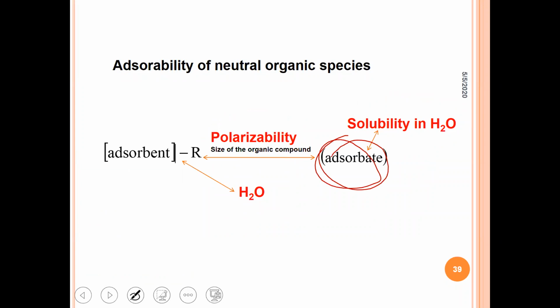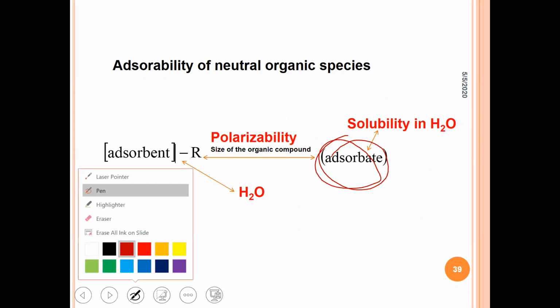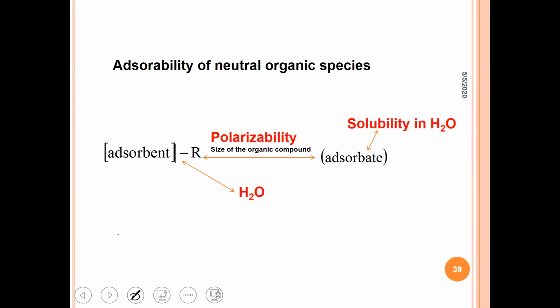This is if it is an organic compound. Now I'm talking about organic compounds, not about any complex. Remember, heavy metal can make a complex with activated carbon.